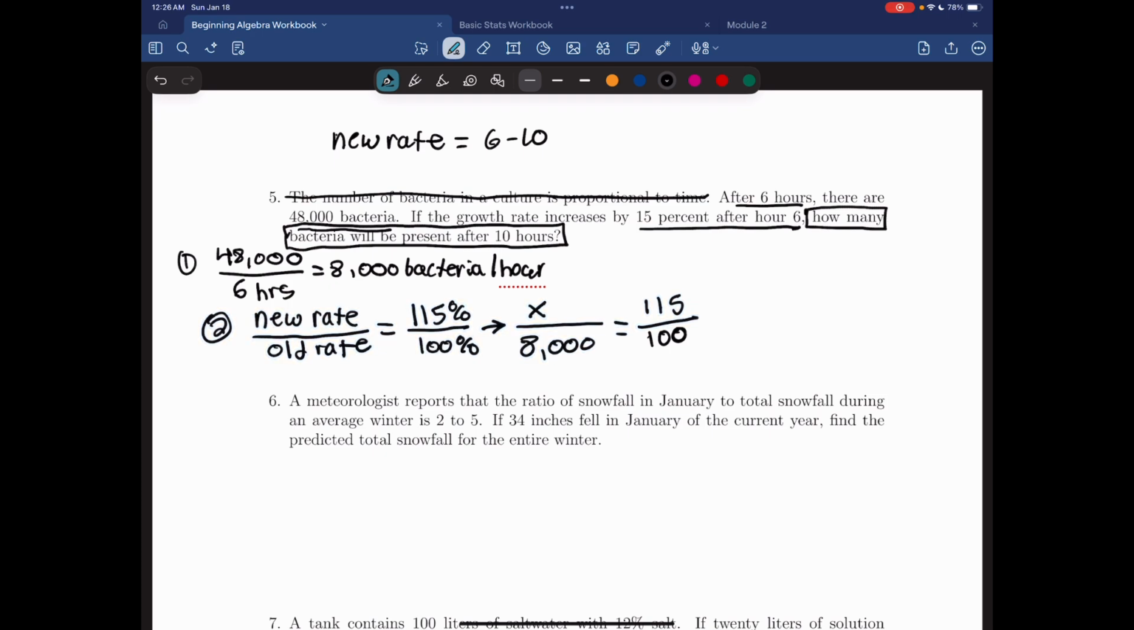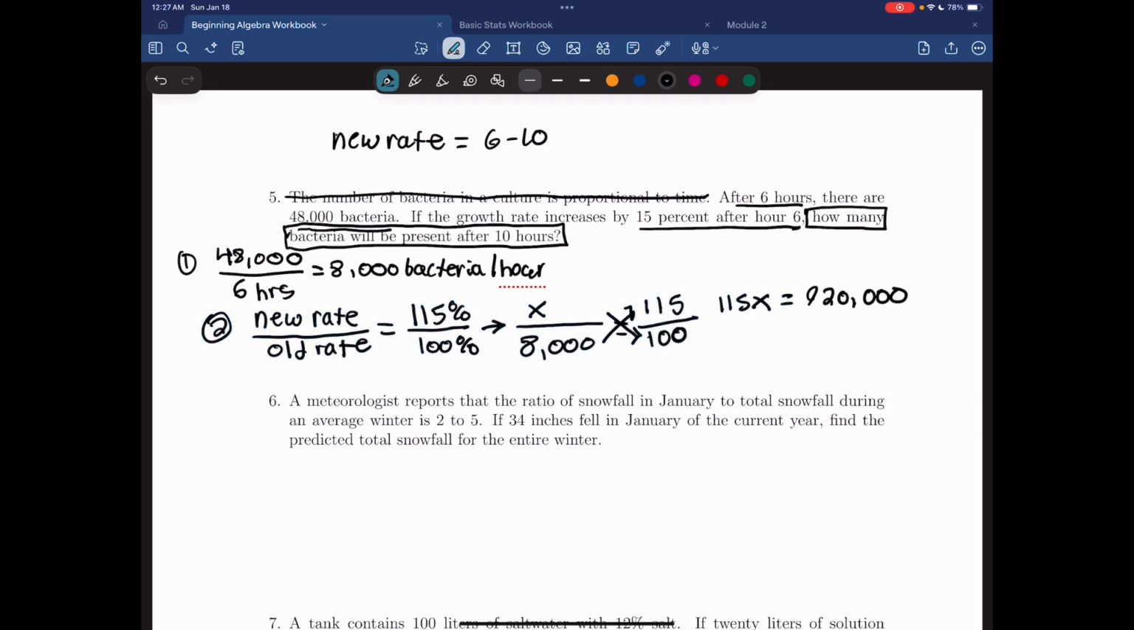Alrighty, so we set up the proportion now. So now all we have to do is cross-multiply to solve for x. So we get 115x equals 8,000 times 100. That just ends up becoming, at 8,000 times 115, my apologies. That 8,000 times 115 ends up becoming 920,000.